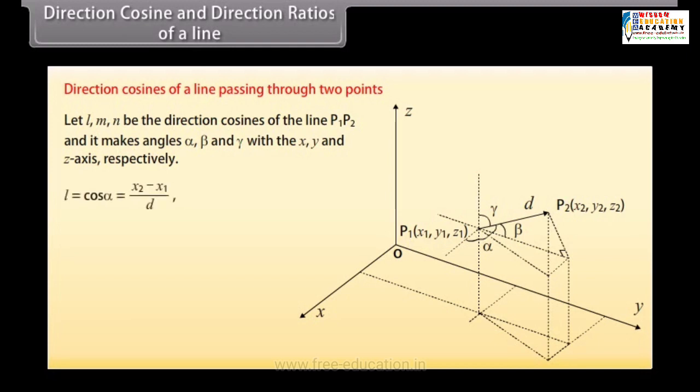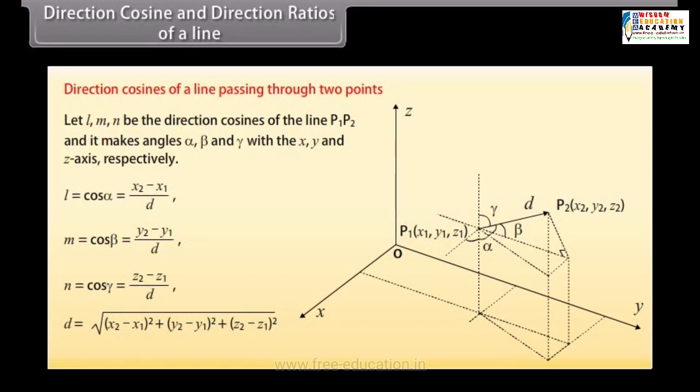The direction cosines are given as l equals cos alpha equals x2 minus x1 by d, m equals cos beta equals y2 minus y1 by d, n equals cos gamma equals z2 minus z1 by d, where d equals square root of x2 minus x1 square plus y2 minus y1 square plus z2 minus z1 square.